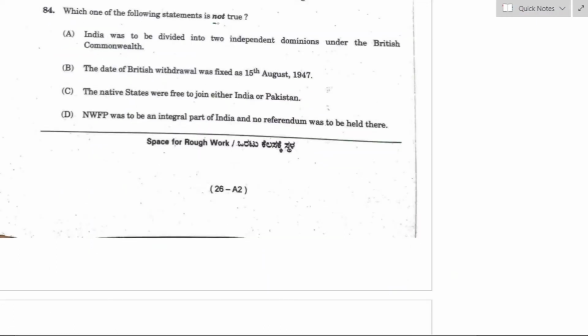Question number 84. Which one of the following statements is not true? Out of these given options, options A, B, C are true statements. Option D. Northwest Frontier Province was to be an integral part of India and no referendum is given. It was a referendum to be held at the Northwest Frontier Province during the year 1947, to decide whether the Northwest Frontier Province of British India would join the dominion of India or Pakistan upon partition of India. So option D is not a true statement. So it is a false statement.